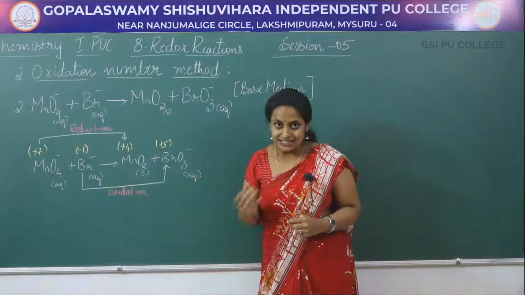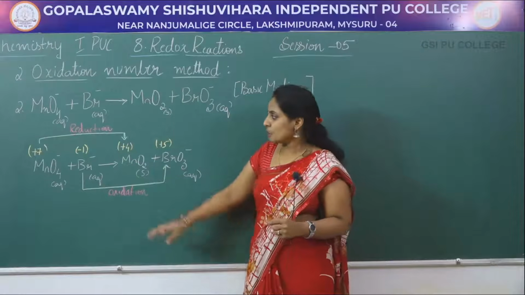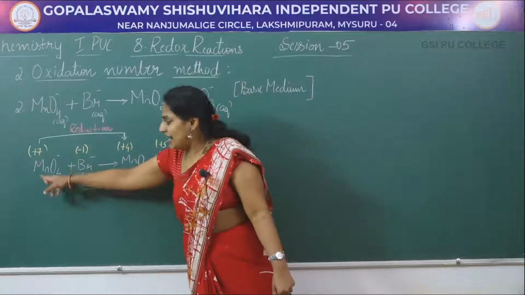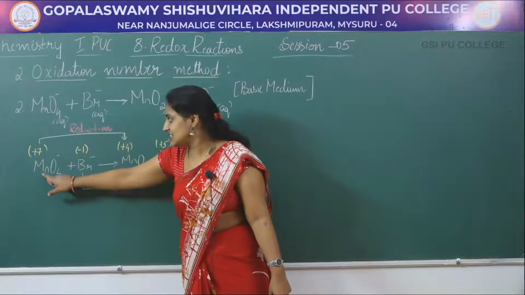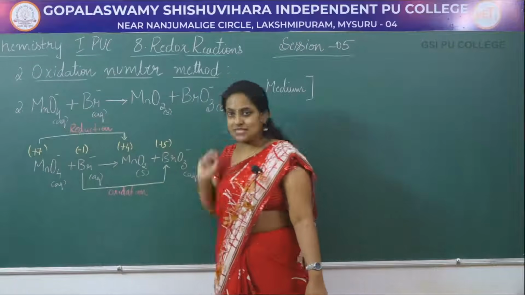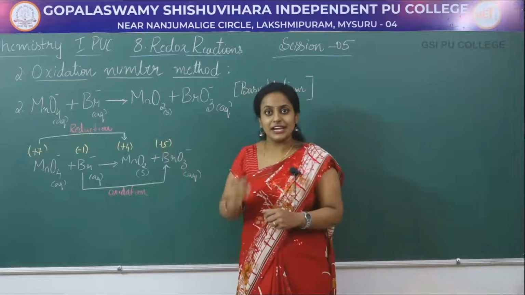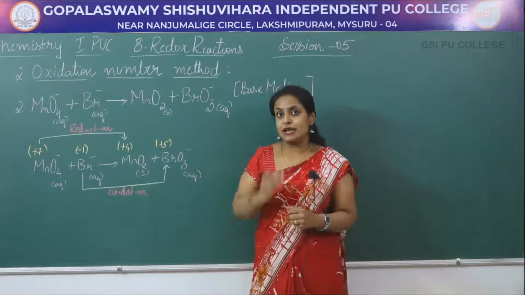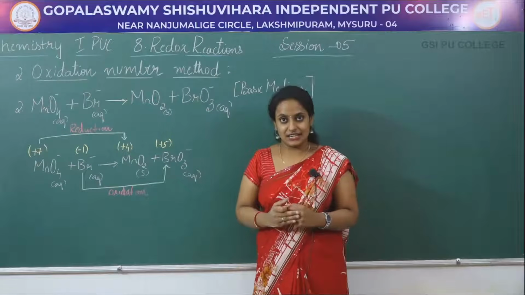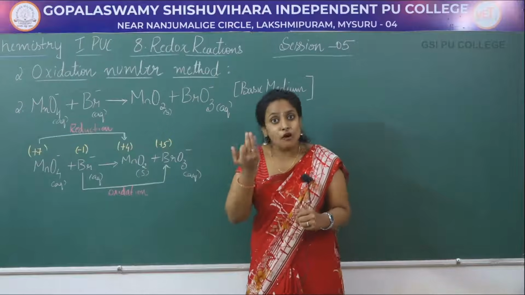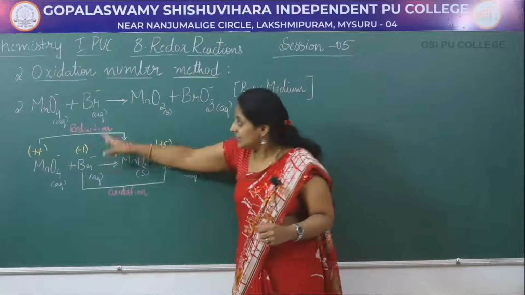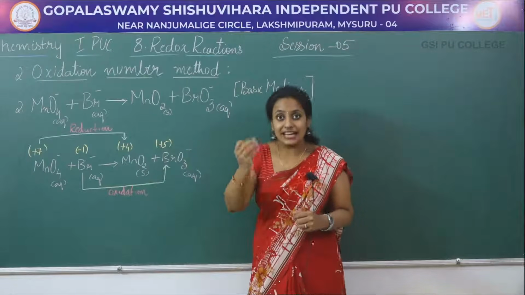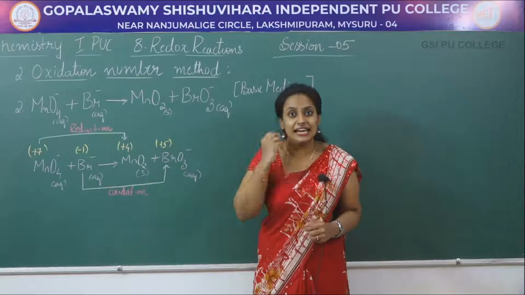In order to balance the charge, let us look into the oxidation and reduction reaction. You can observe here, manganese is changing its oxidation state from +7 to +4. That means the oxidation number has decreased. By how much? The oxidation number has decreased by 3. That means there is a gain of 3 electrons. As the reduction reaction is taking place, there is a gain of 3 electrons. Manganese is gaining 3 electrons.